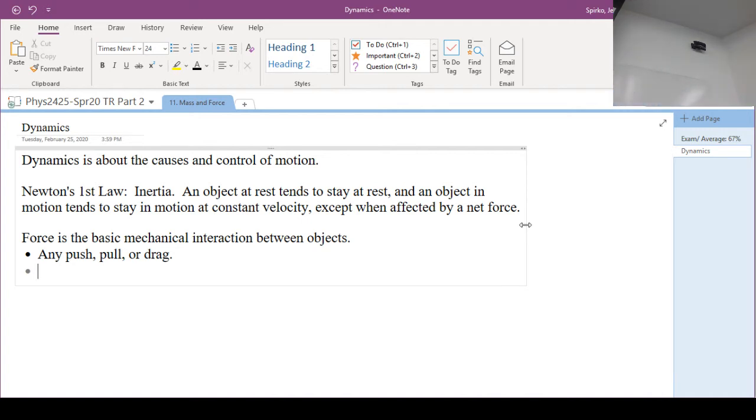So if I push on this chair, that's a force. If I pull on the chair, it's a force. The carpet is exerting a dragging force on the chair, which resists against my pulling force. If the carpet was slippery, or if the chair was on wheels, then my pulling would do something slightly different. So pushing, pulling, and dragging are my typical examples of the way that forces can be exerted.